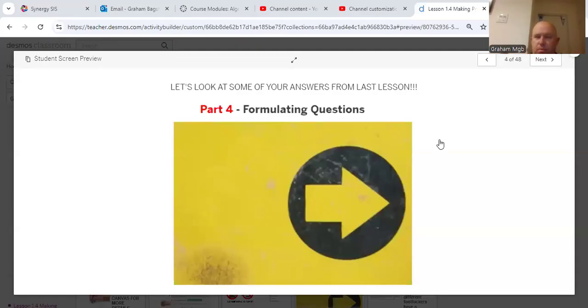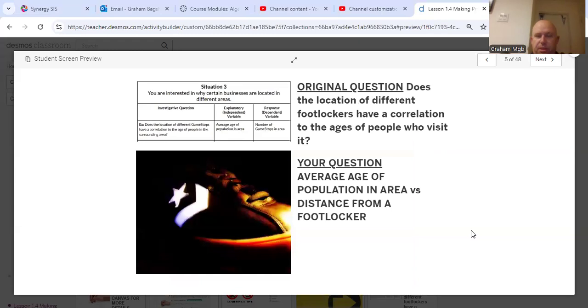Okay, this is lesson 1.4. We're going to go back to the end of lesson 1.3. These were some of the answers that students came up with for different questions. For people who were finding it difficult to come up with their own question, here were some suggestions.